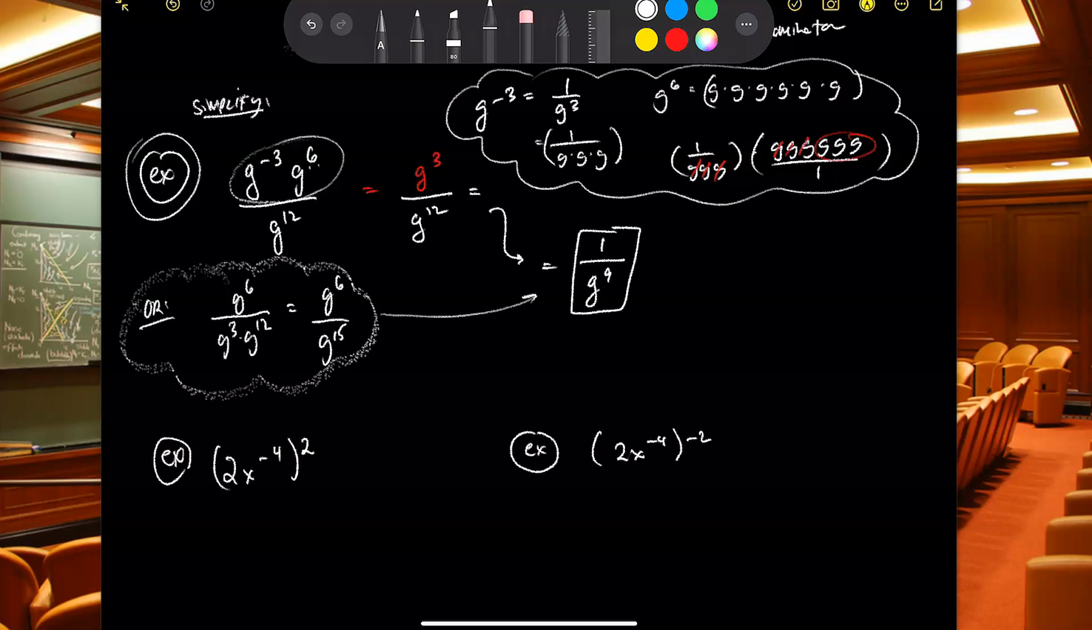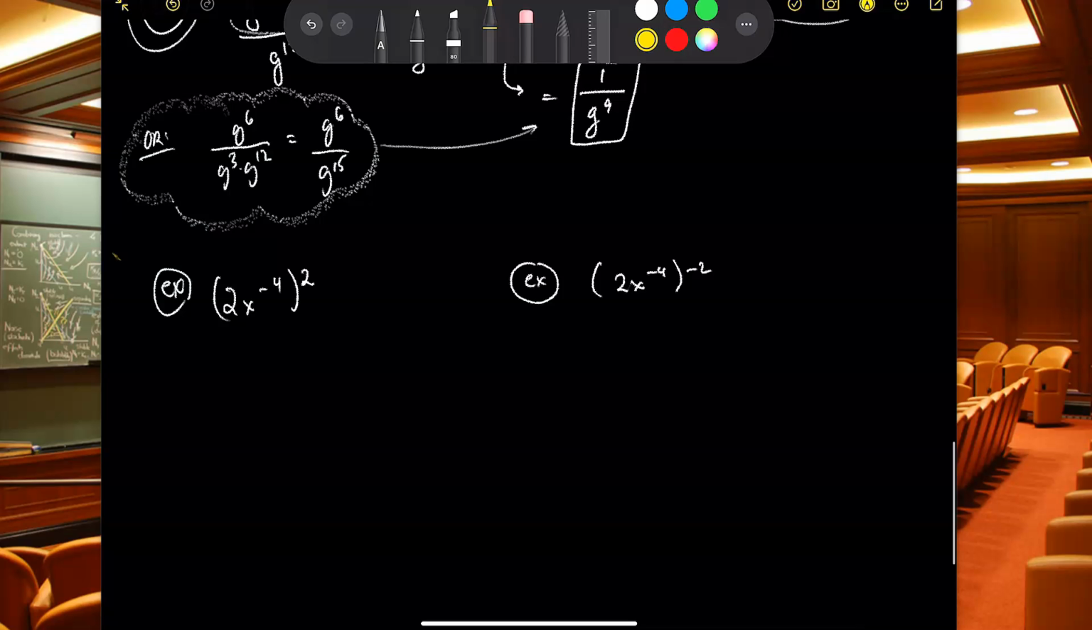And again, what are you seeing as a relationship between these exponents and where you ended up, right? G to the minus 3 times g to the 6th left me with a total of 3 g's up top.